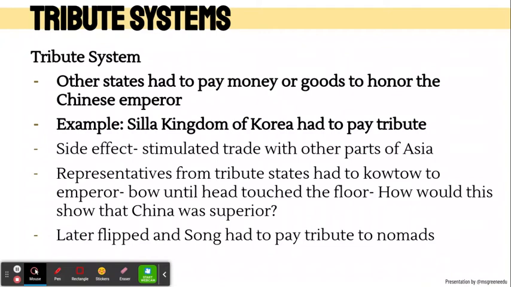An example is the Silla Kingdom of Korea had to pay tribute to the Song Dynasty. A side effect of this is that it stimulated trade with other parts of Asia because there starts to be goods flowing from one place in Asia to another.